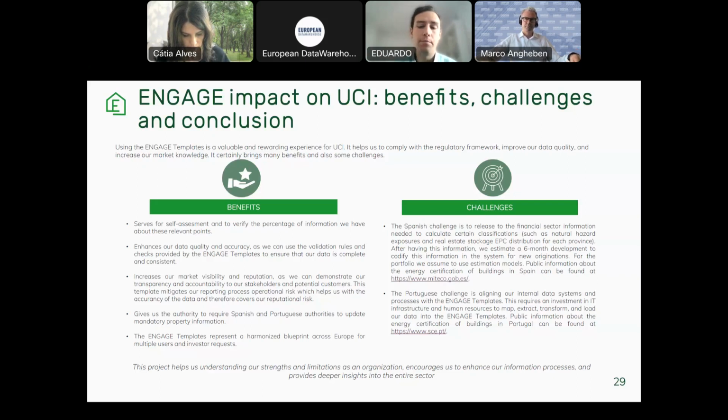And the Portuguese challenge is a more internal one: coordinating with the information we have in our business in that country. So finally, I would like to say that without any doubt, this project helps us understand our strengths and also our limitations as an organization. It encourages us to enhance our information processes, and it provides deeper insights into the entire sector.